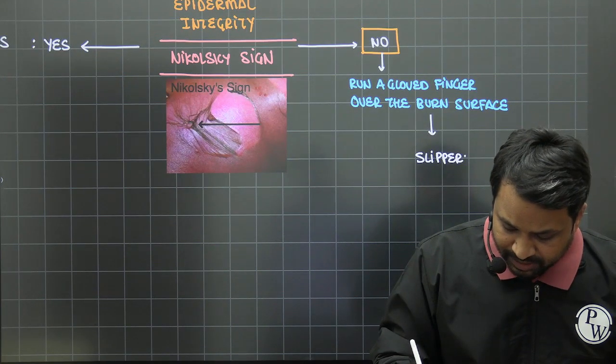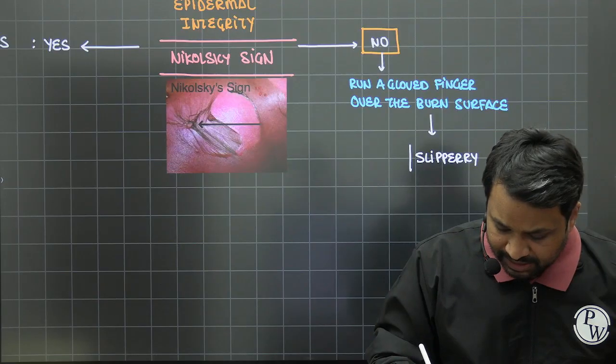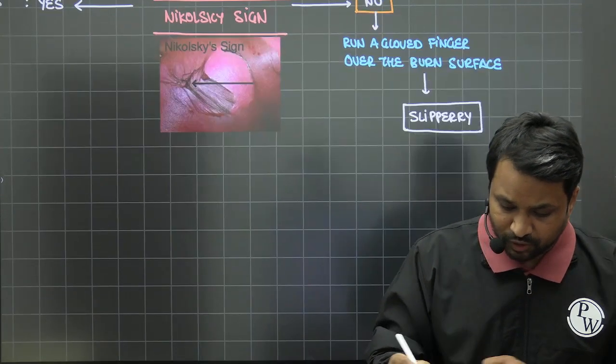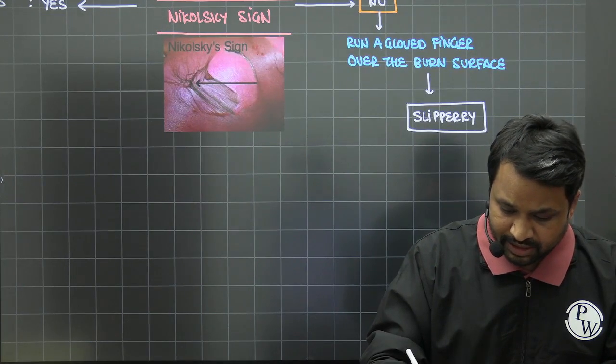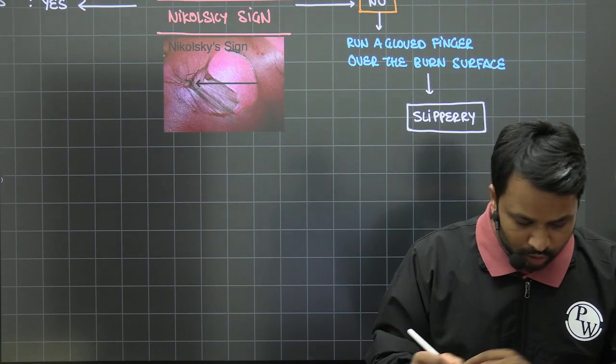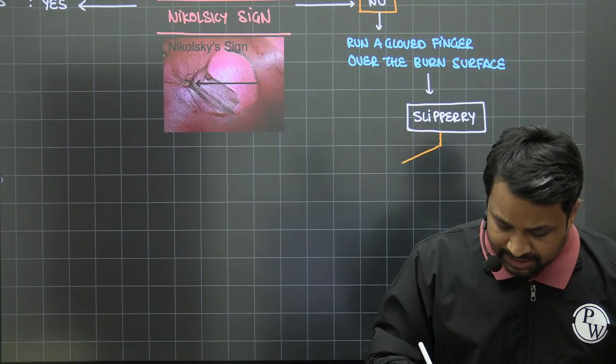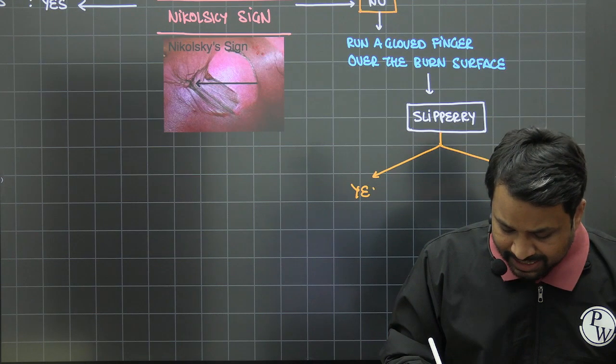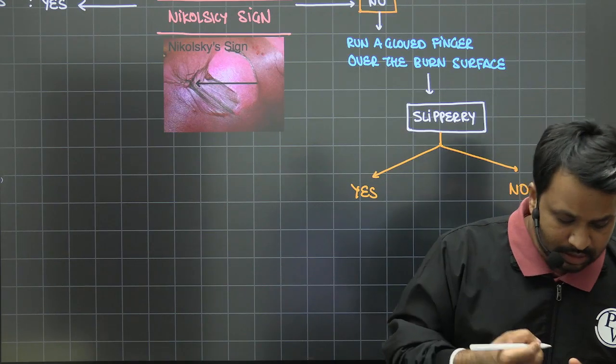That means, is my finger able to slip easily or is there any resistance? So I'm evaluating whether it is slippery, whether it is going to slip easily or not. So we say yes, it is going to slip, or no, it is not slipping. I can have only two answers. Yes, it is slippery. No, it is not slippery.